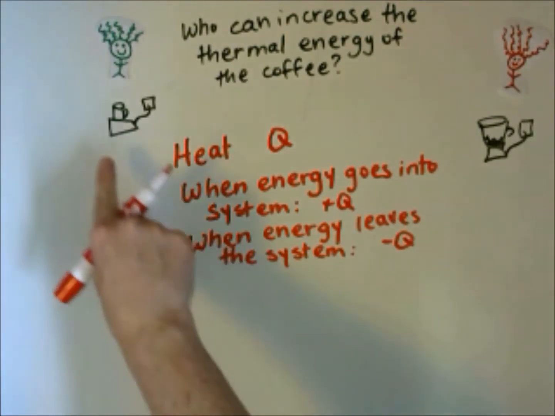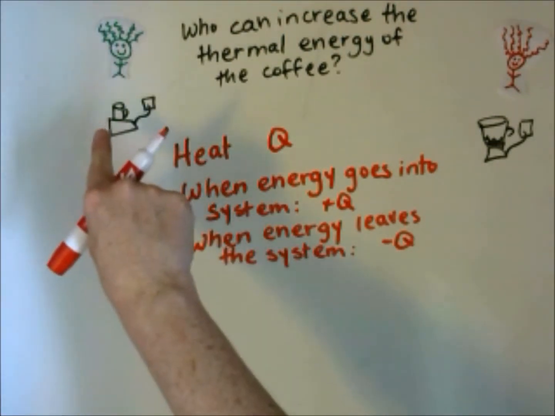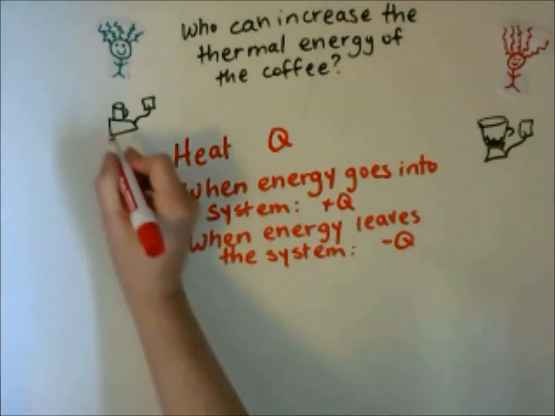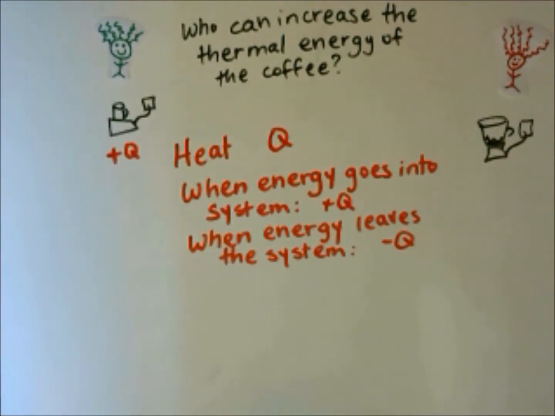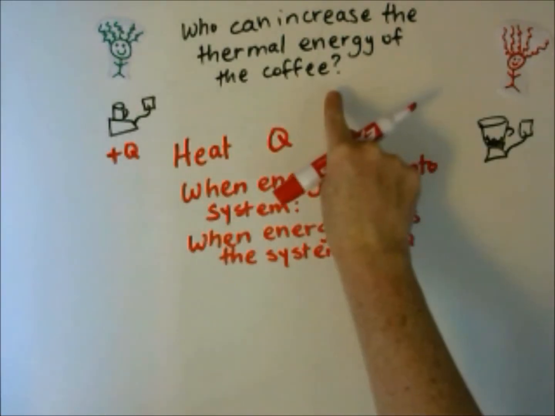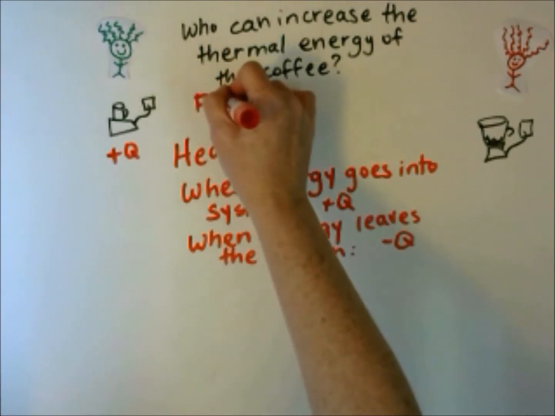For Fred's case, he's putting energy into the system of the coffee. So Fred has an example of a positive Q, an increased heat. We know that thermal energy is directly proportional to temperature, and after being on the hot plate, the coffee's temperature will go up. Therefore, Fred increases the thermal energy of the coffee.